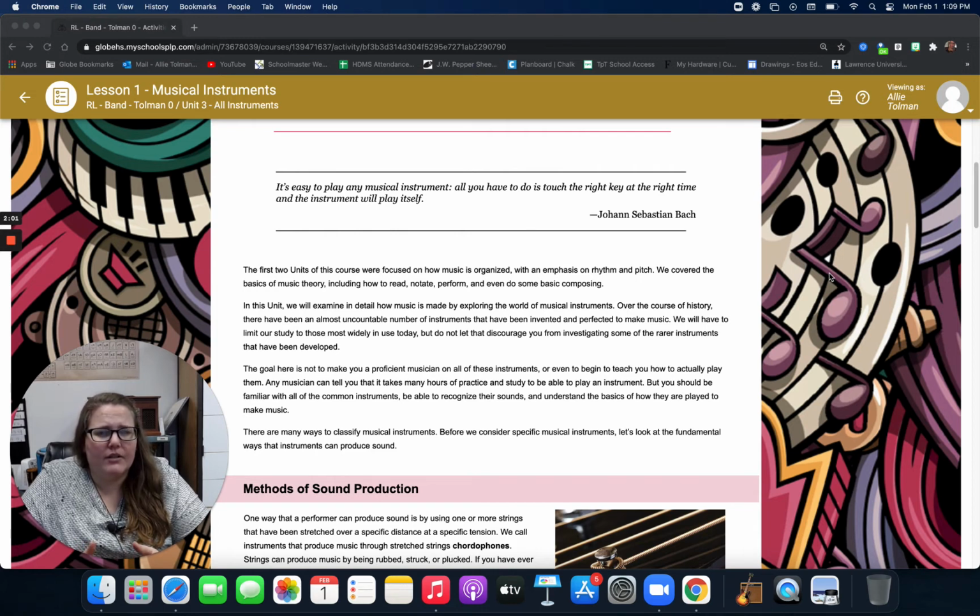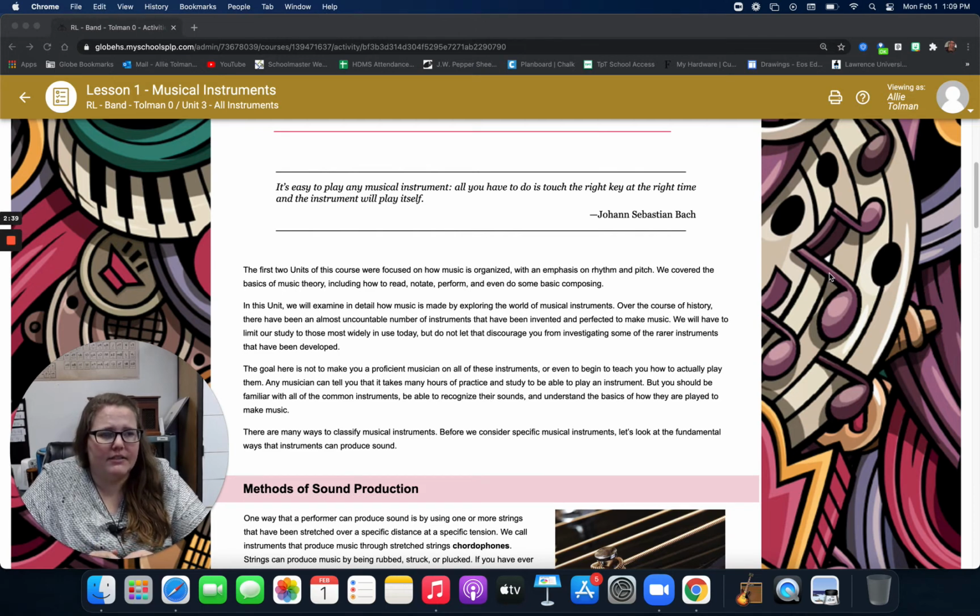We will have to limit our study to those most widely used today, but don't let this discourage you from investigating on your own. There are a lot of rare instruments that are really, really cool that you can look up and find, and they're really awesome. The goal here is not to make you a proficient musician of all these instruments, or even begin to teach you how to play them. That takes hours of practice, you know that. But you should be familiar with the common instruments and be able to recognize the sounds they make and understand the basics of how they're played, just to know how to make music.